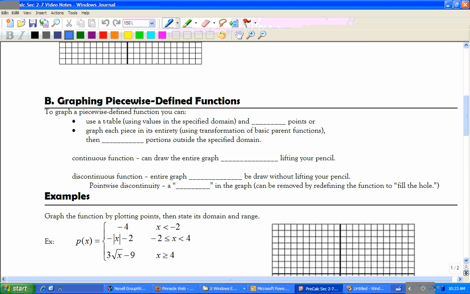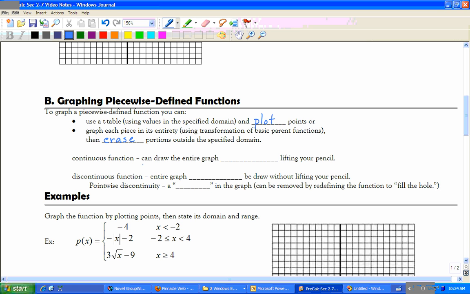Okay, so graphing a piecewise function, there are two ways we can look at graphing. One is using a t-table, where we use values that are in the domain listed after that piece of the function. Once we have points on the t-table, we can plot those on our graph. Another way is we can use the transformations of our parent functions, graph everything in its entirety, and then go back and erase the parts we don't need that aren't in our domain.